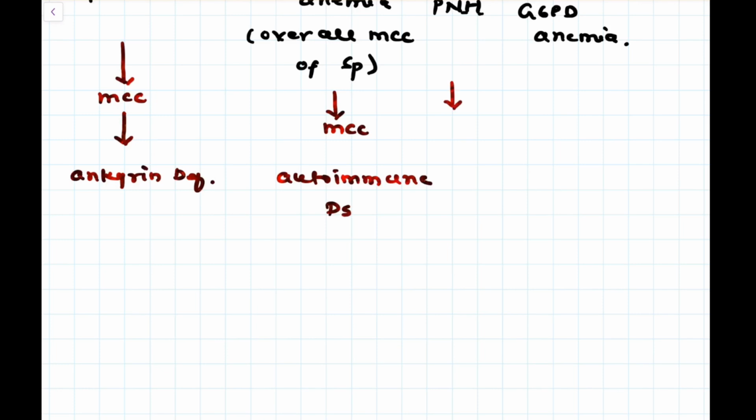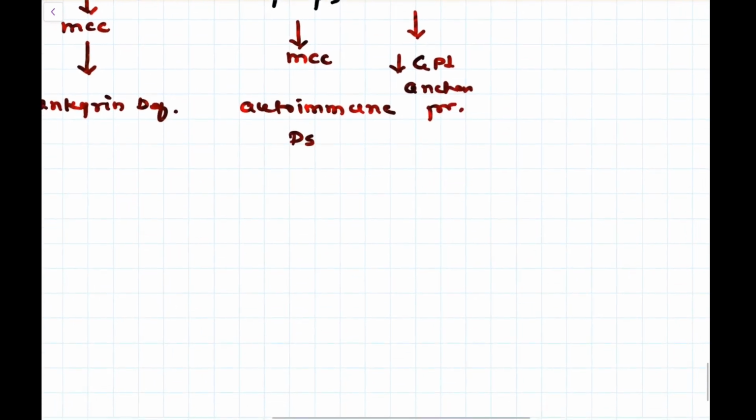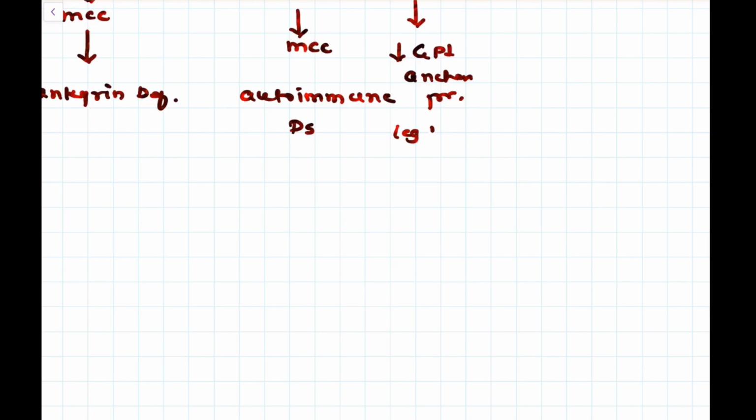Cause of PNH is deficiency of GPI anchor protein. There is decreased GPI anchor protein in the case of PNH, for example decreased CD59, decreased CD55, known as MIRL and DAF. And cause of G6PD deficiency anemia is deficiency of the enzyme G6PD. So these are the most common causes of the 4 different situations.